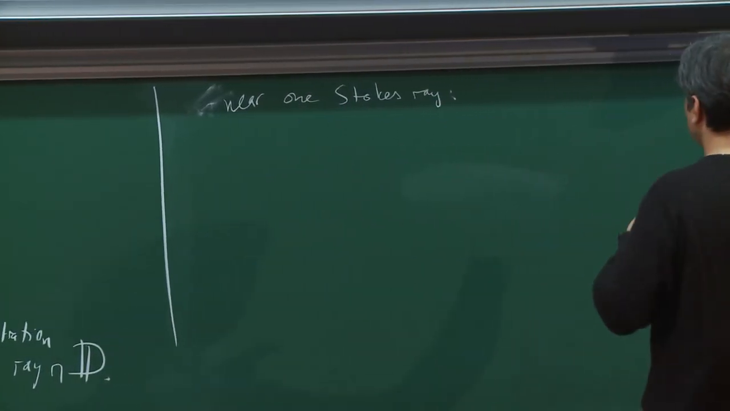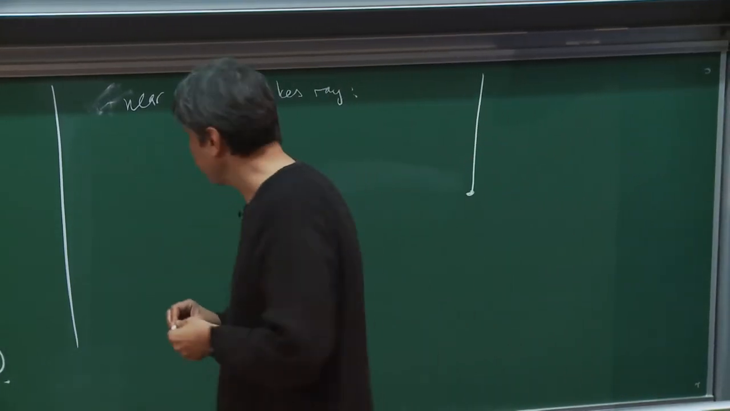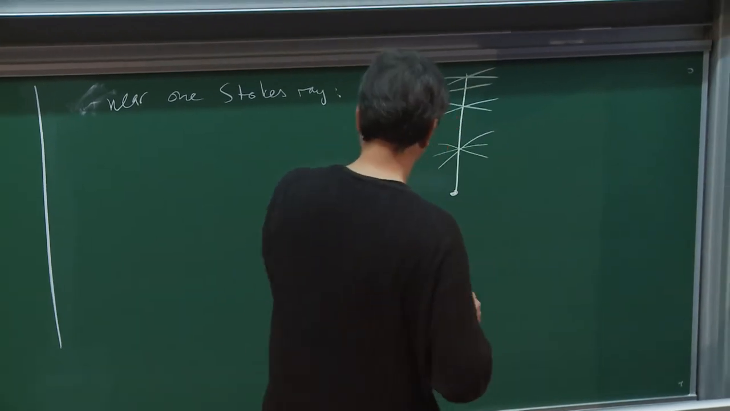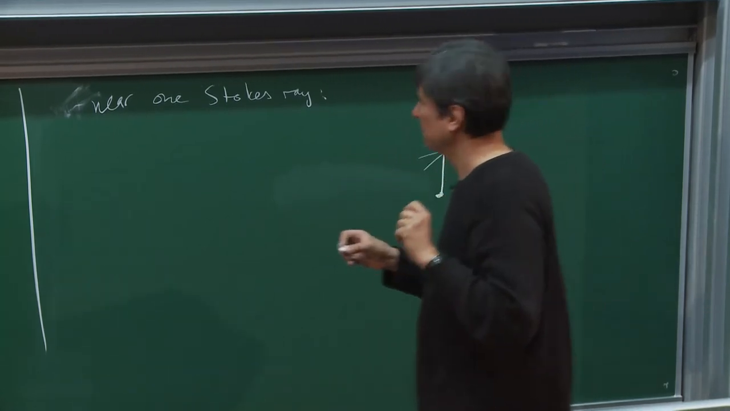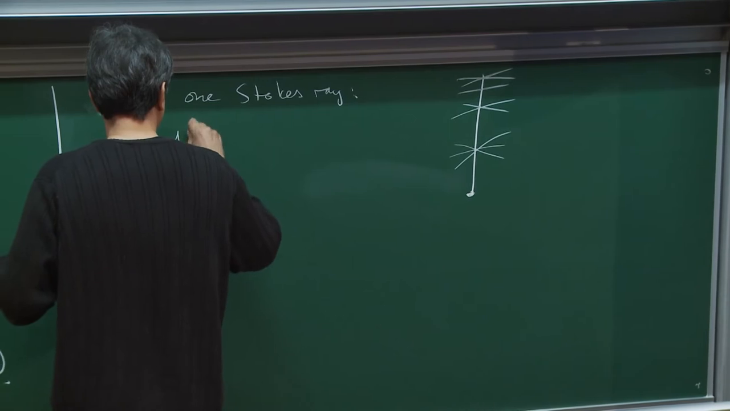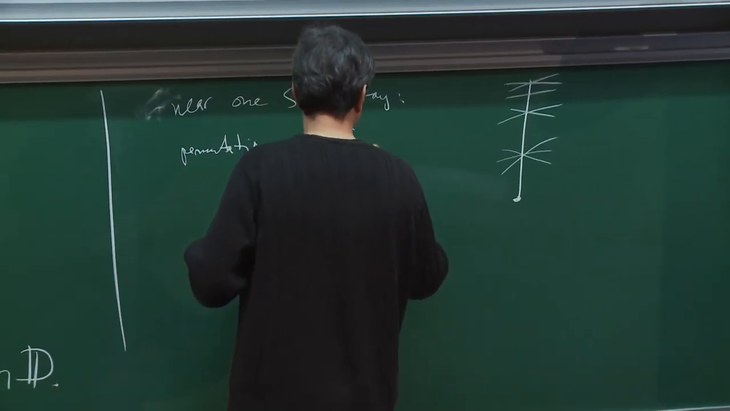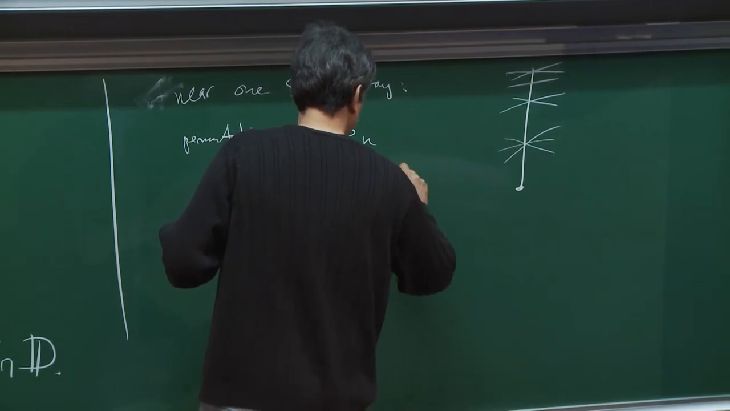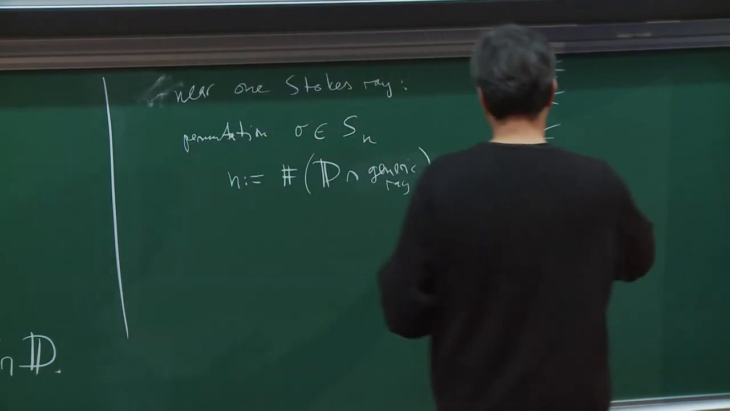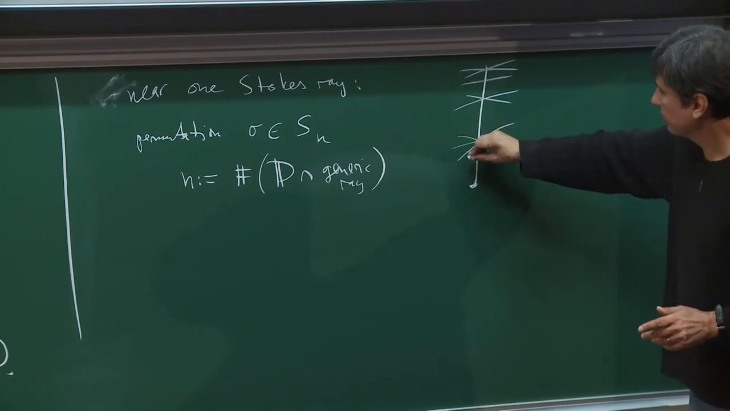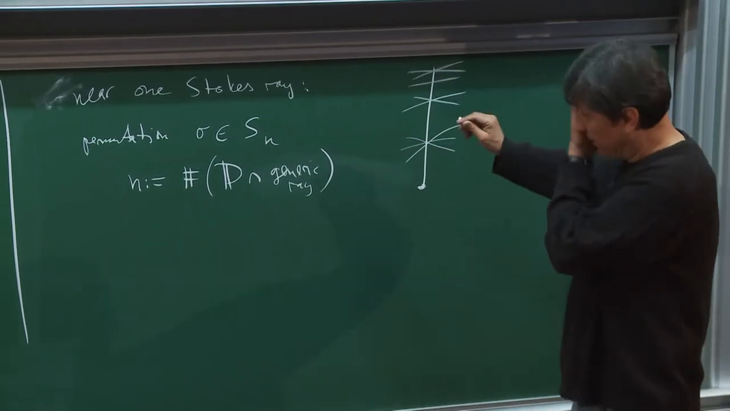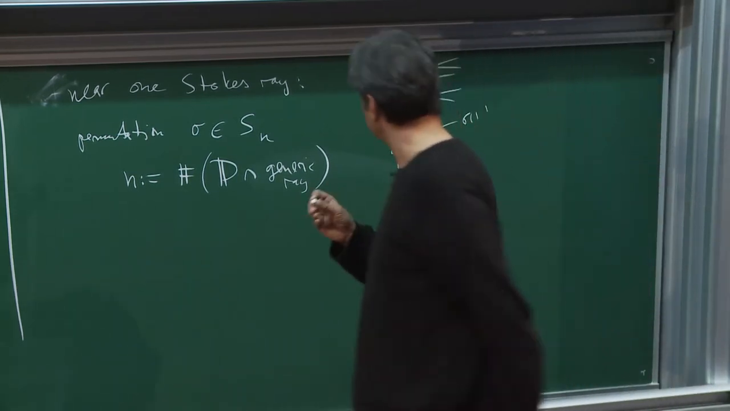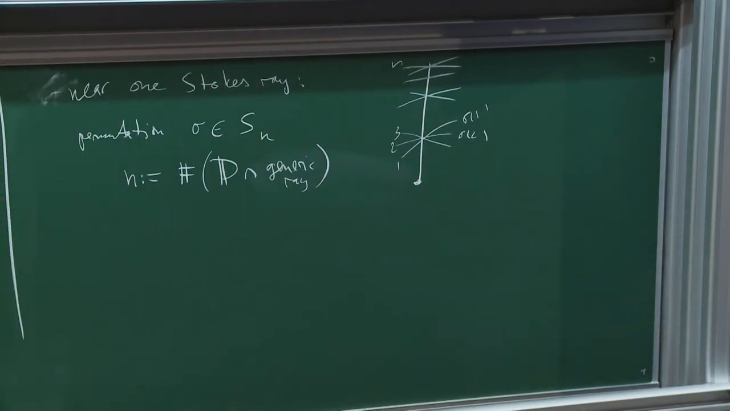So what we have near one Stokes ray. So we get plane, we get Stokes ray, and we get the permutation S_n, where n will be the number of intersections of the diagram with a generic ray. So from here it will be something like 8. You get 1, 2, 3, 4, 5, 6, 7, 8. And you order them in one way, and then you get them in a different order if you go through the Stokes ray.